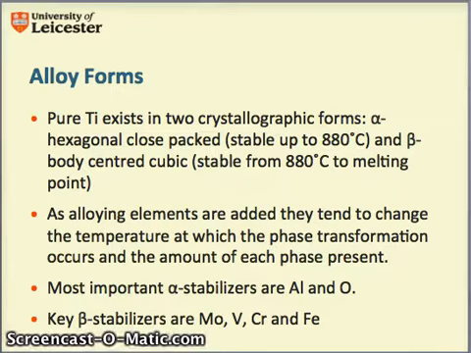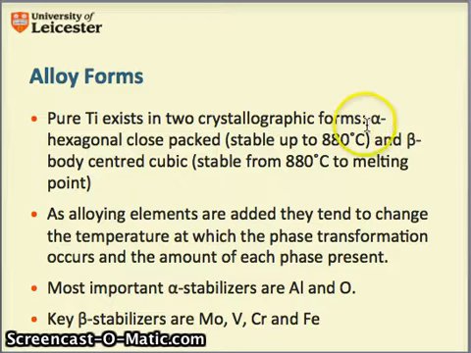So one of the interesting bits of metallurgy about titanium is that pure titanium, before you add any alloying elements, can exist in two different crystallographic forms. An alpha phase, which is hexagonal close packed, and that's stable up to 880 degrees C. So that's the phase that pure titanium would be in at room temperature. The other important phase is a beta phase, which is body-centered cubic.